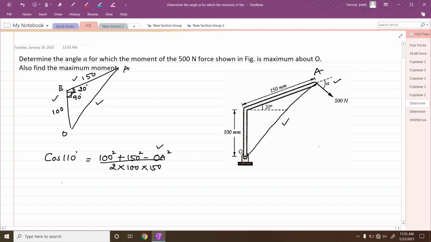Therefore OA will be equal to 206.79 mm. As these lengths are in mm, we'll get the final answer in mm, or you can write it in meters also, that is OA will be equal to 0.20679 meters. So we have calculated this length OA.